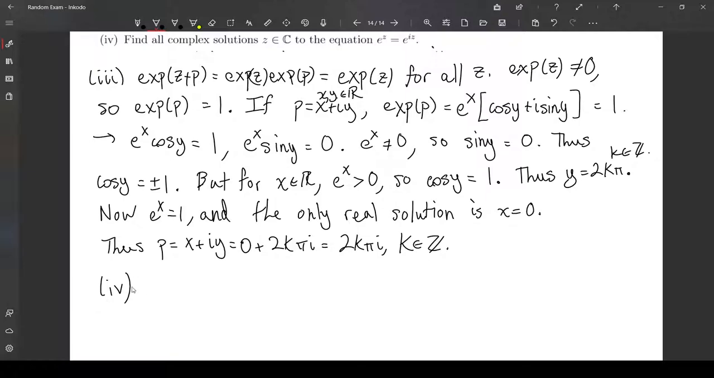All right, 4, we want to solve e to the z equals e to the iz. Okay, so let me brainstorm some ideas. One idea I have is to say z equals x plus iy, and then get equations in terms of x and y. Another idea I have is to divide by e to the z. Actually, it might be better just to divide by e to the z.